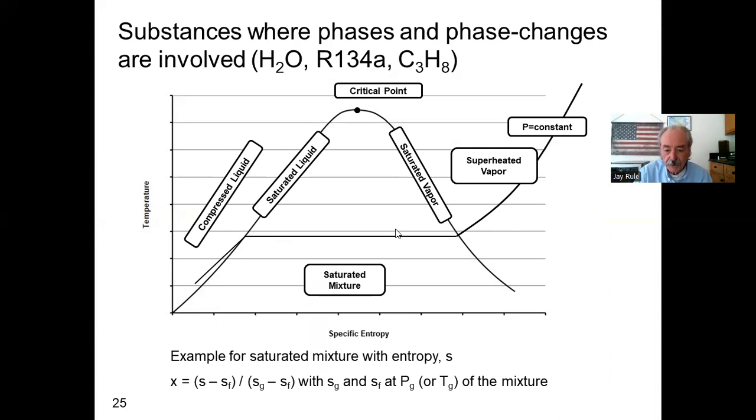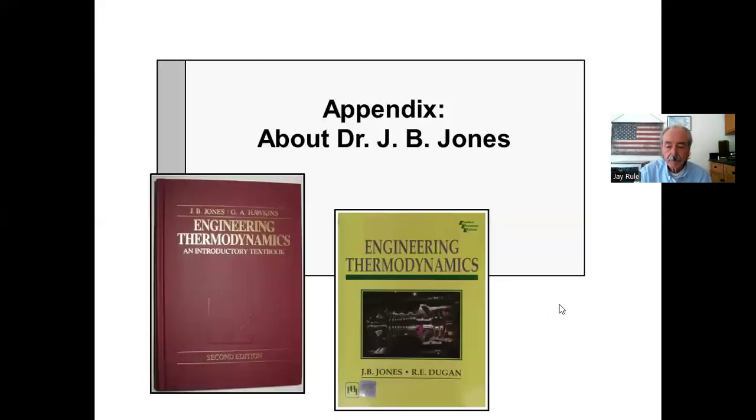When you're under the dome, you're dealing with quality X. When you're to the right of the dome, you're in the superheated vapor phase. When you're to the left of the dome, compressed liquid phase. When you're on the dome, you're either saturated liquid or saturated vapor. That would be a review from the midpoint of the class up to now. That is things we all know about thermodynamics.